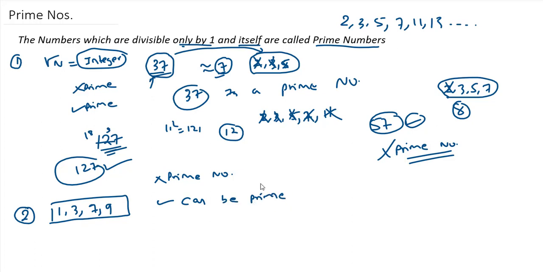So if you see any number which is not ending in 1, 3, 7 and 9, you can straight away say that this number is not a prime number. If the number is ending in 1, 3, 7 and 9, then you will have to check using this method and conclude whether the number is a prime number or not.